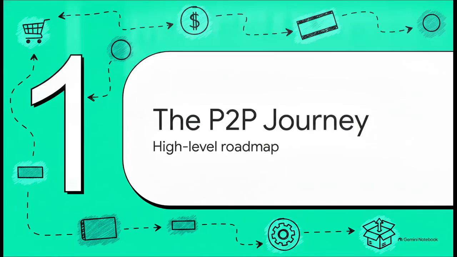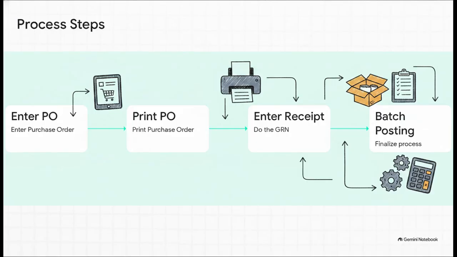Section 1. The procure-to-pay journey. Let's get the lay of the land. So here is the overarching 4-step journey we're taking today. It starts with entering the purchase order, then moves to printing it, processing the receipt when the goods actually arrive, and it finishes with batch posting. What I really love about seeing it laid out like this is just how logical it all is. You see, JD Edwards is structurally designed so that once step 1 is executed perfectly, the data cascades down. The rest of the steps just naturally follow.